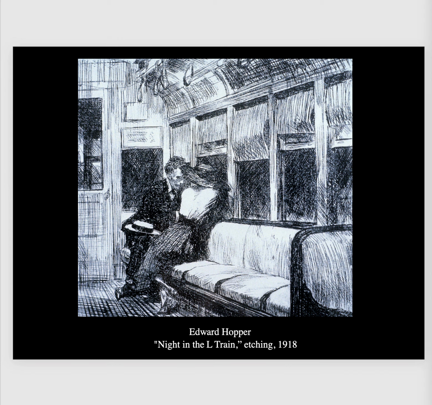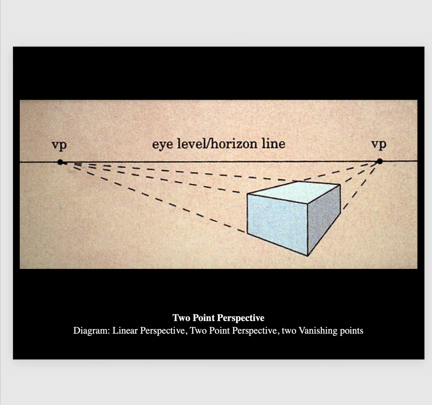We can also see that happening here. Again, we saw a previous work of Hopper's earlier. Hopper is using a similar kind of dominant diagonal in the seats of this, what I believe is an early New York subway train.